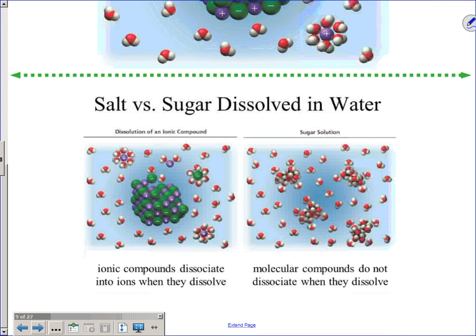So this is sucrose over here. This was the picture from your book. So the sucrose molecule is this one right here and this one right here. You'll notice they're not breaking apart. Water is simply surrounding it and hydrating it to make it look like it dissolved, right?